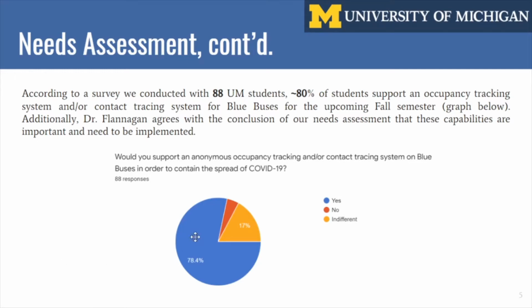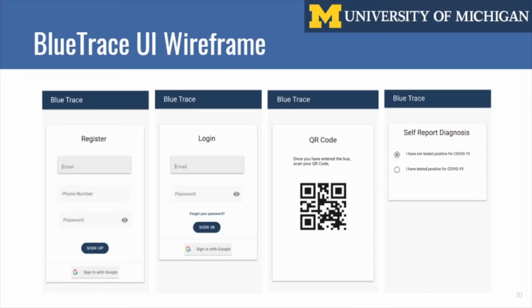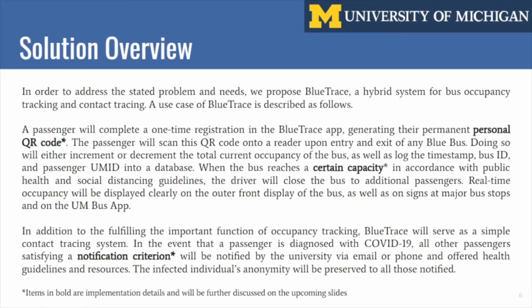Our solution involves the creation of a mobile application called BlueTrace, which would generate a personalized QR code for every user that signs up in the application. This QR code would be scanned onto a QR reader on a Blue bus upon entry and exit. This is to make sure that we can keep track of occupancy as well as notify passengers who may have been in close contact with someone else that was on the bus at the same time as them.